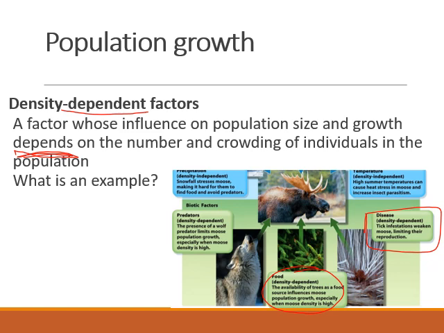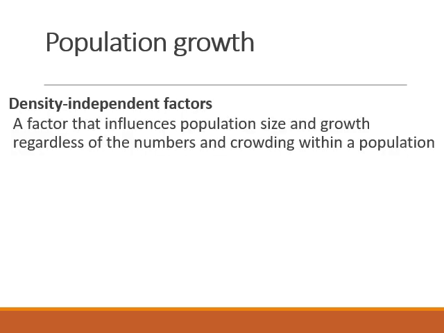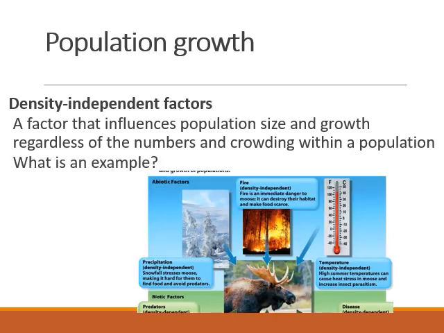We also have our density independent factors, right? So these are the ones that can influence your population size and growth regardless of numbers and crowding within a population. So examples up here in the blue. So this is usually our abiotic factors, right? So something like fire or any sort of natural disaster, an immediate danger to that population, and it can destroy their habitat. It can make the food really scarce. It could kill off the individuals in the population anyways. That's density independent. It doesn't matter if you have a high density or a low density, it's going to affect that population, right?